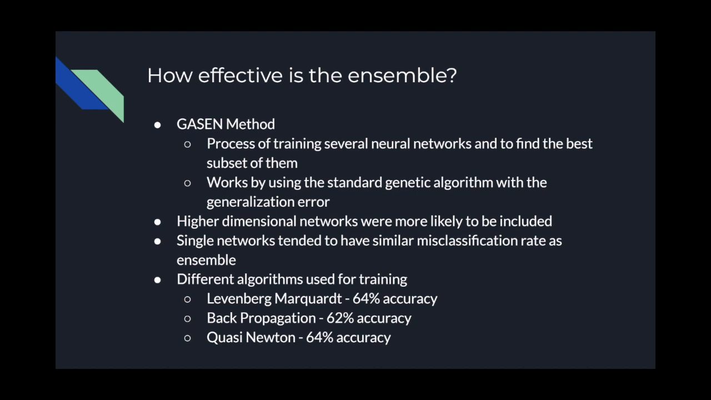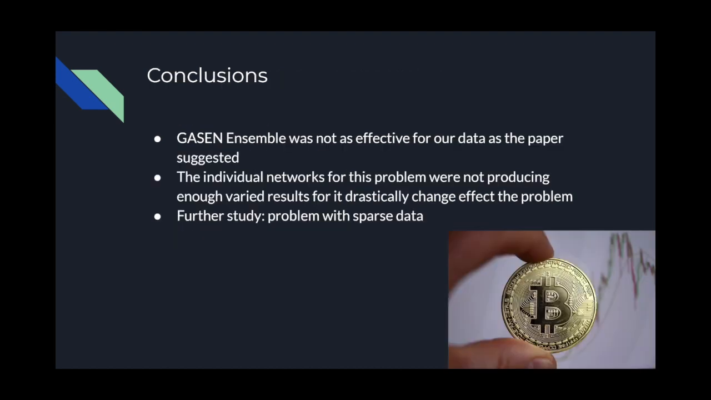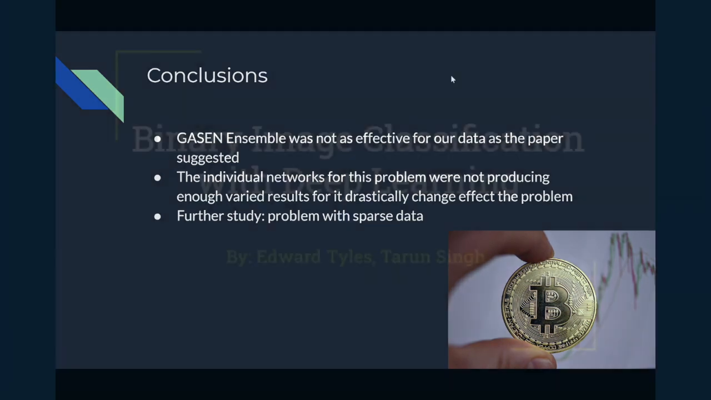So in conclusion, the Gaussian ensemble was not as effective for our data as the paper suggested. Individual networks for this problem were not producing enough varied results for it to drastically change the outcome. However, an interesting further study could be a problem with less training data. And that is it. Thank you.